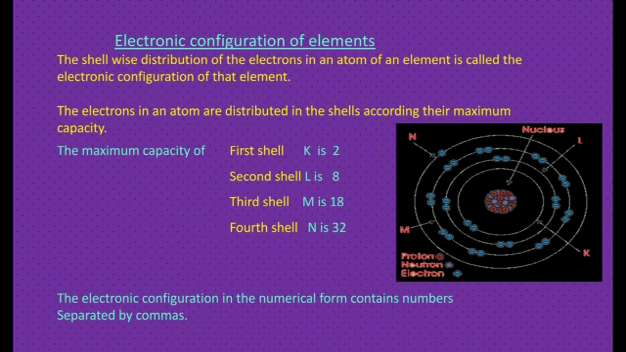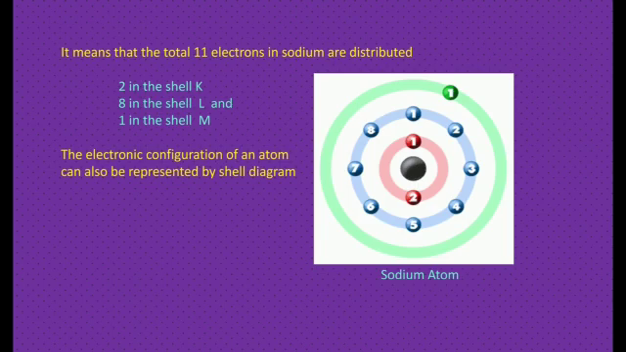The electronic configuration in numerical form contains numbers separated by commas. Whenever we are writing the electronic configuration, between the numbers we have to put commas. Next, see the example. We are going to write the electronic configuration, or electronic distribution, of the sodium atom. There are 11 electrons in the sodium atom. How to distribute it? Just see.